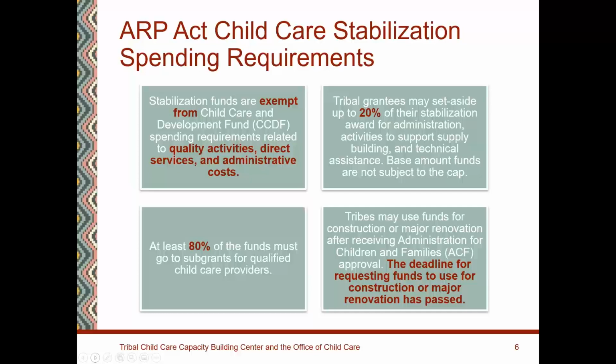Next, we're going to be focusing on some of the ARP Act's Child Care Stabilization spending requirements. As you'll see, the funds are exempt from CCDF spending requirements that are related to quality, direct services, and admin costs. At least 80% of the funds need to go to subgrants for qualified child care providers, which we will share some of those definitions as well. Tribal grantees may set aside up to 20% of the stabilization award for administration, activities to support supply building, and technical assistance. Please note that the base amount funds are not subject to the admin cap.